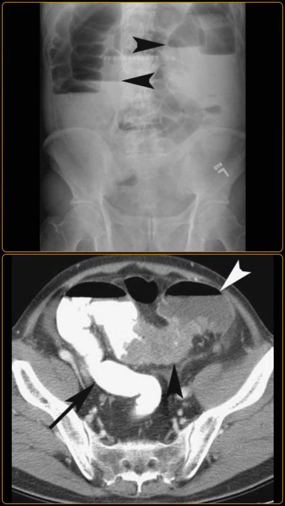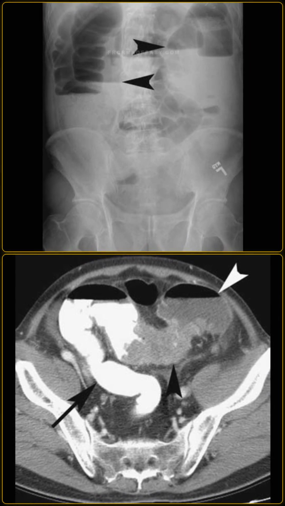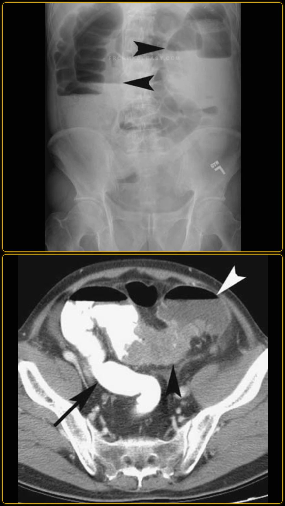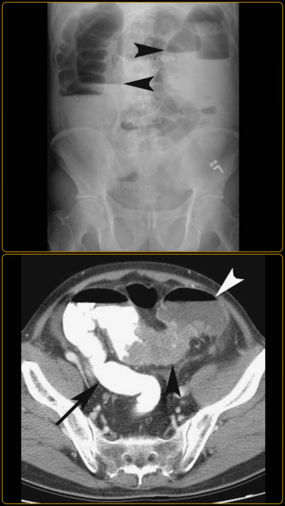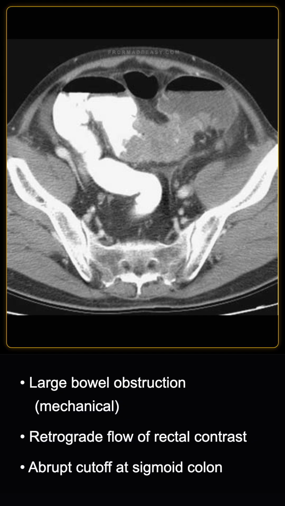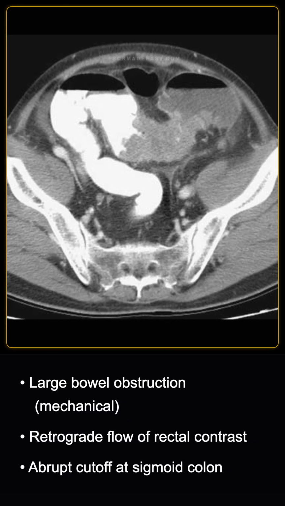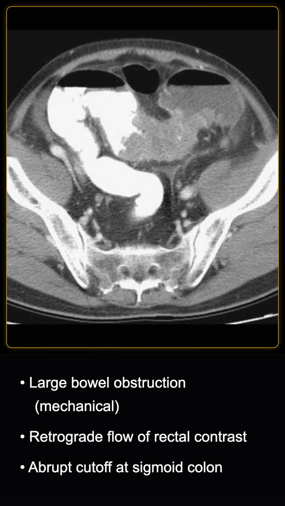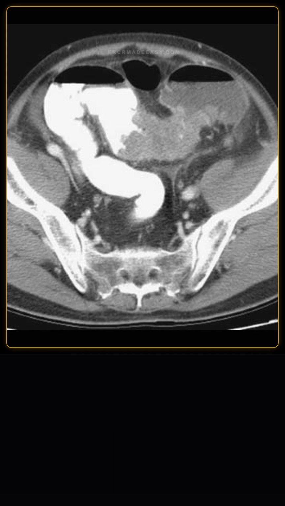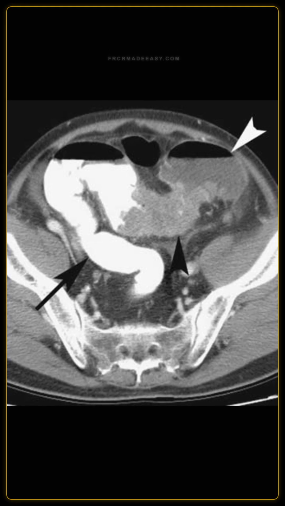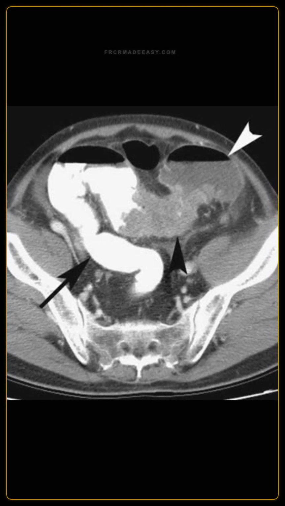The upright radiograph demonstrates marked diffuse large bowel dilatation with multiple prominent air fluid levels, which is highly suspicious for a mechanical large bowel obstruction. The subsequent CT reveals dense rectal contrast flowing retrogradely to the level of the sigmoid colon, where it meets an abrupt cutoff. What is the exact cause of this abrupt cutoff in the sigmoid colon?